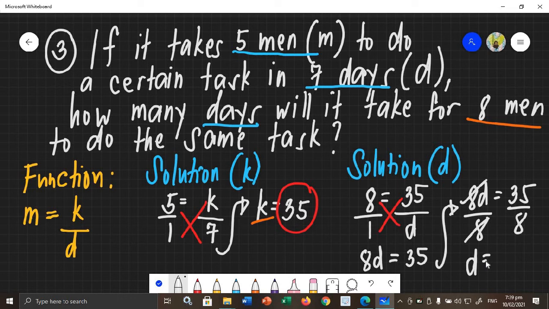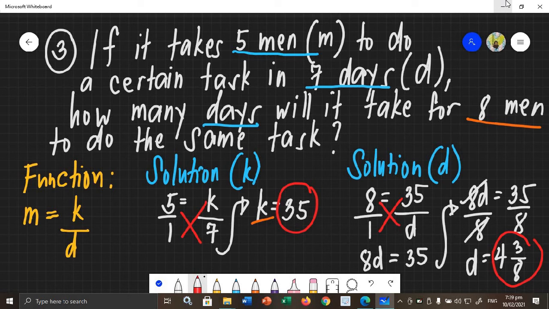So, si 35 over 8, improper fraction siya. Gagawin nyo lang siyang mixed number. Pag ginawa nyo siyang mixed number, the answer is 4 and 3 over 8. And that is now our answer. So, kung yung 5 men, kailangan nila ng 7 days to finish the task, yung 8 men, kailangan lang nila ng 4 and 3 over 8 days to finish the same task.